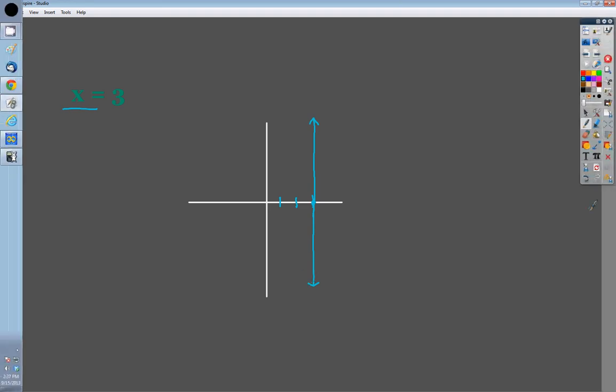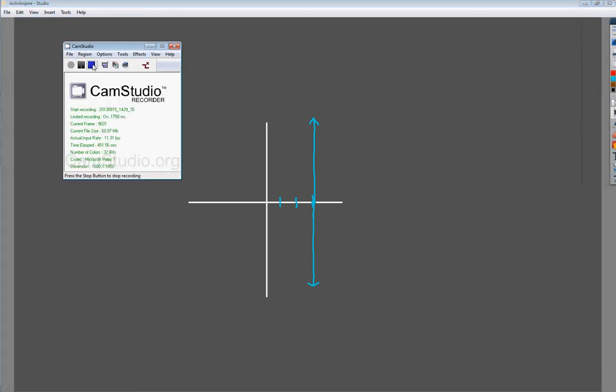And that's it for slope-intercept form graphing. Not super big deal, so good luck working with it in the future.